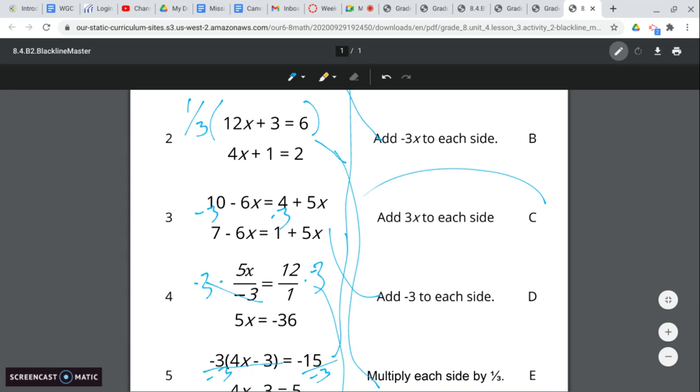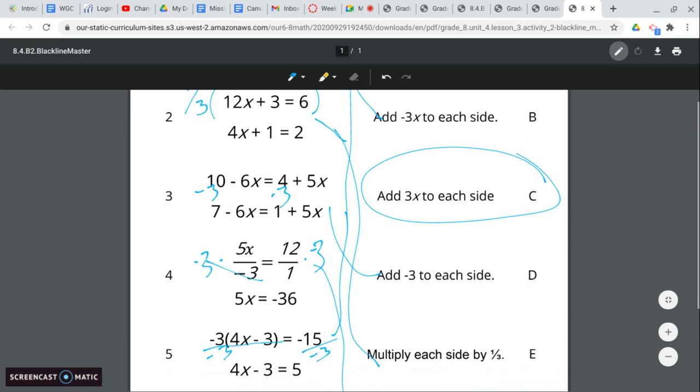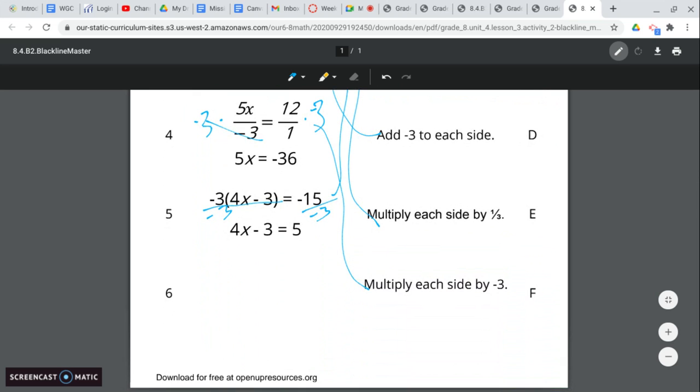And the one that we didn't have a match for was C, add 3x to each side. So a possible set of equations would be 5 minus 3x equals 2x plus 8. And then we'd have 5 equals 5x plus 8. We added the 3x right here to both sides. So this is looking at keeping it balanced. What we do to one side of the equation, we have to do to the other side. We have to keep these equal.